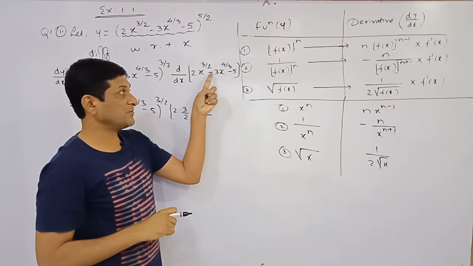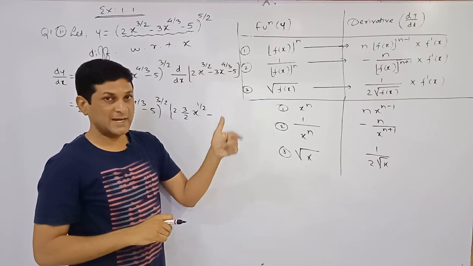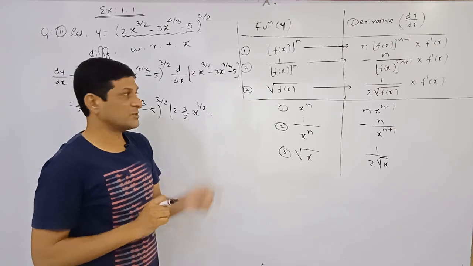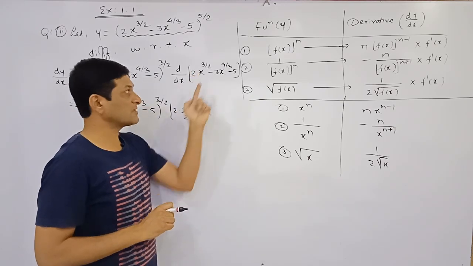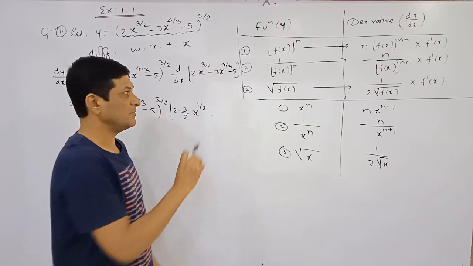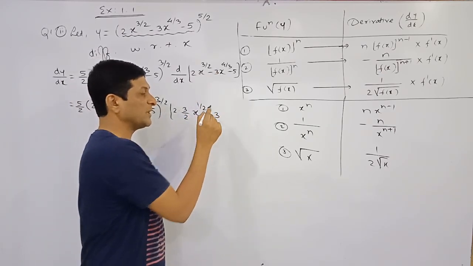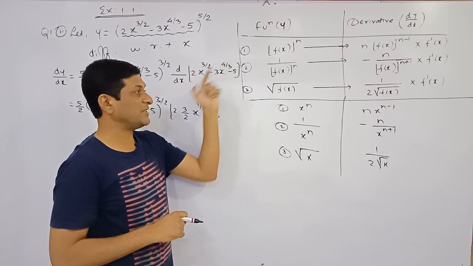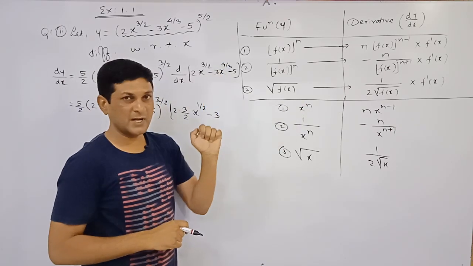In this case, if you observe, the terms are connected by what? Minus. Minus means we are applying the subtraction rule. Already we have seen the subtraction rule. First find the derivative of the first term. If minus is there, keep minus as it is. Then find the derivative of the second term. So here 3 is a constant term, keep it as it is. Now this term x raised to power 4 by 3 is in the form of x raised to power n.